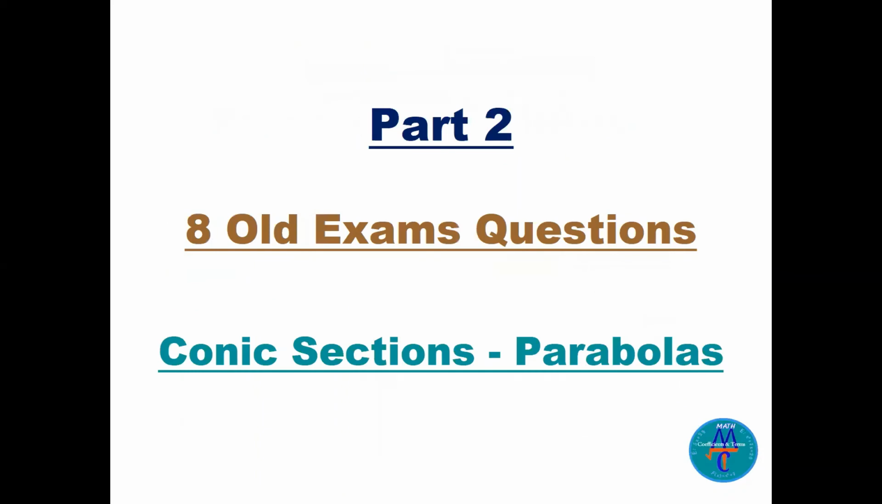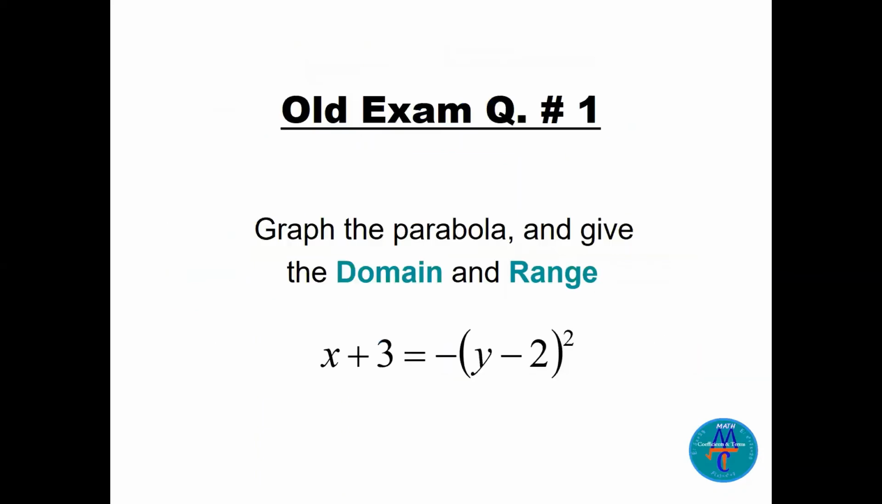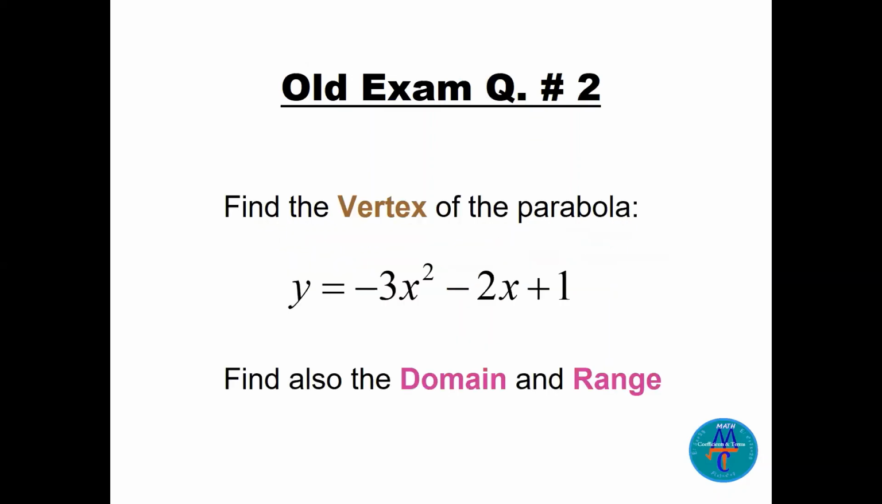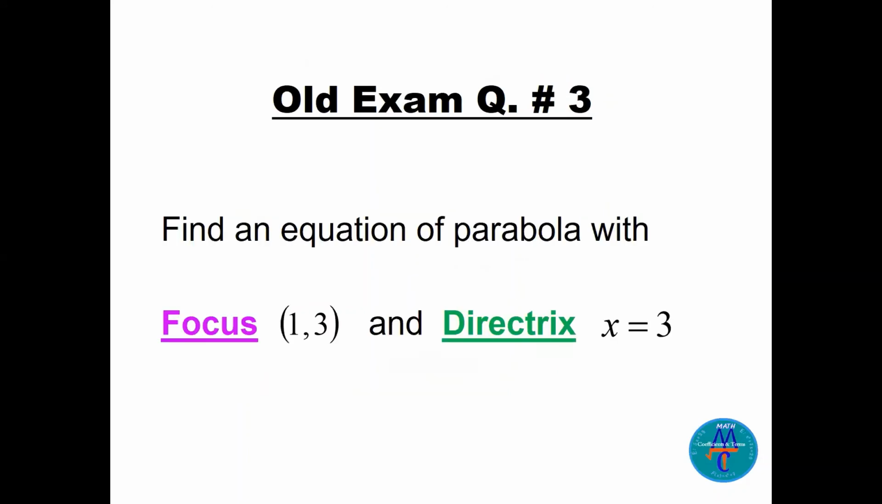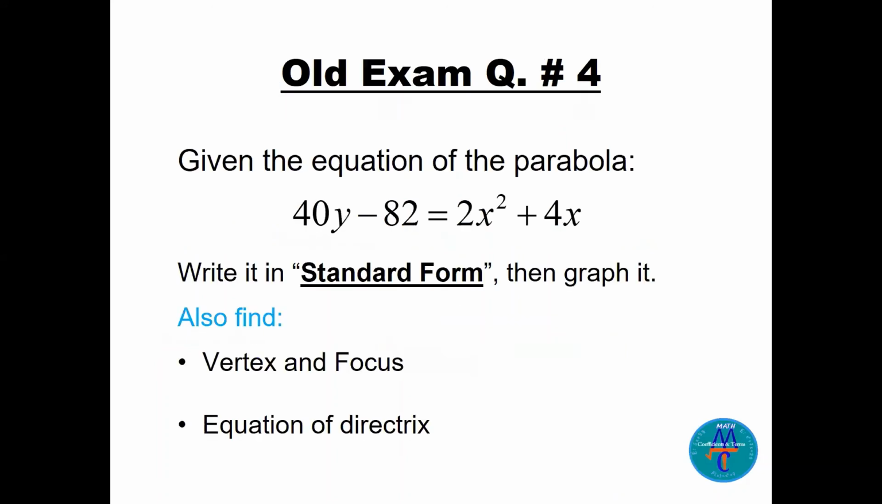Now, part 2, we have 8 old exams questions. Number 1, graph the parabola and give the domain and range. This is easy, I think. Find the vertex of the parabola here and find also the domain and range by any method you like. There are 2 ways. Find an equation of parabola with focus (1, 3) and directrix x equals 3. Also, there is a similar example in the lecture.